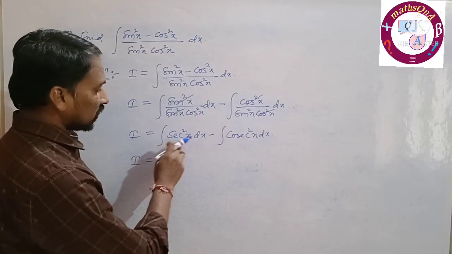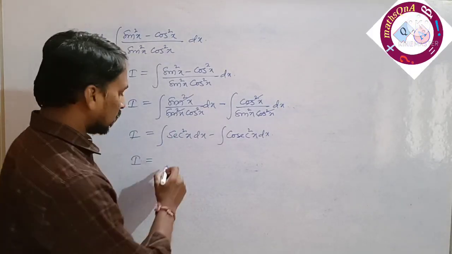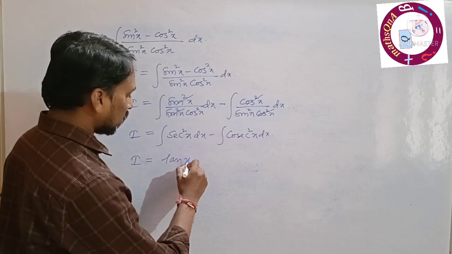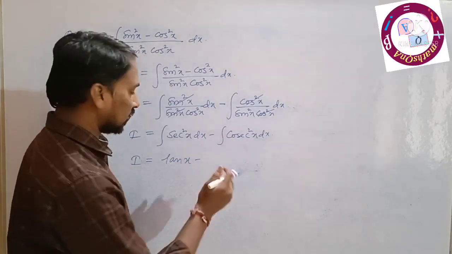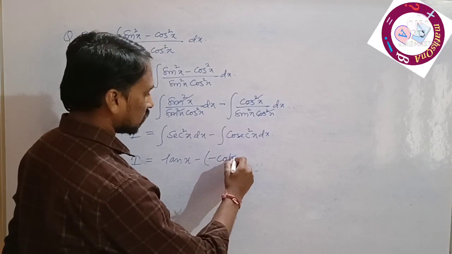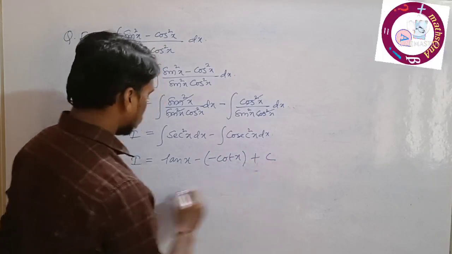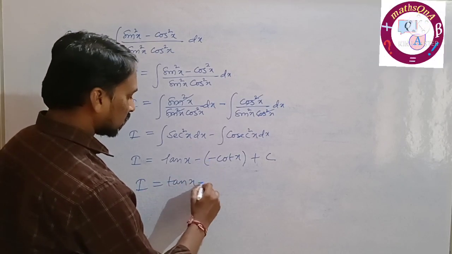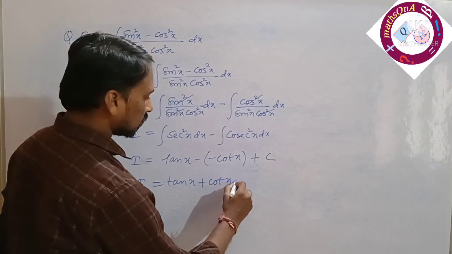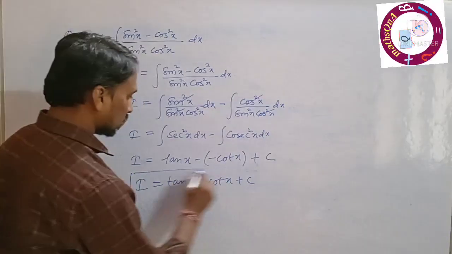Now integrate here. So integration of secant square of x, we know that it is tan x, minus as it is, integration of cosec square of x, that is minus cot x plus c. Then I is equal to tan x minus minus plus cot x plus c. This is the answer.